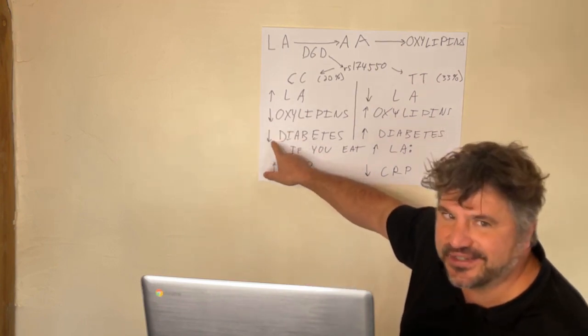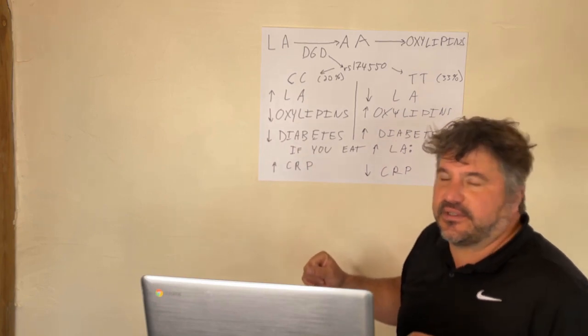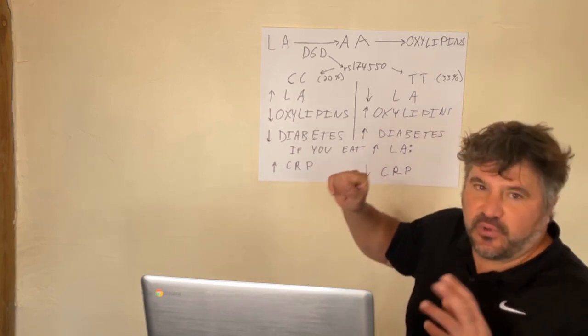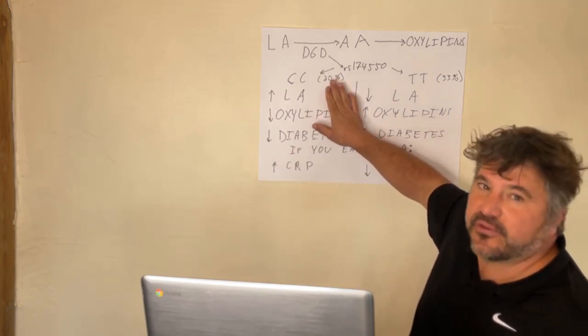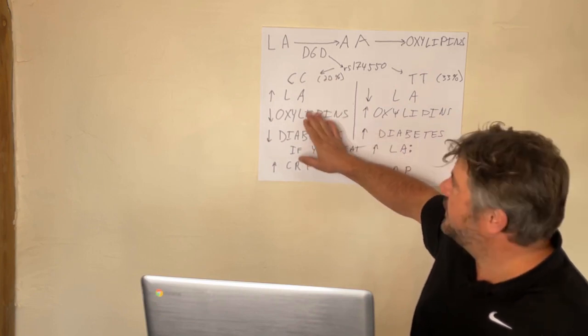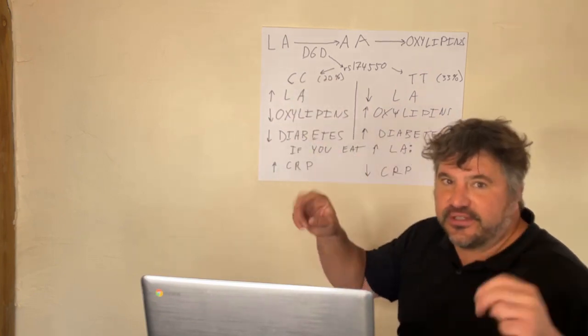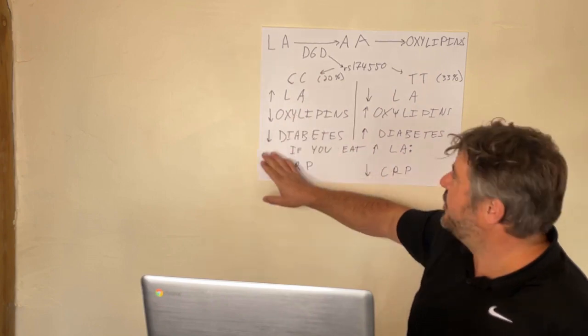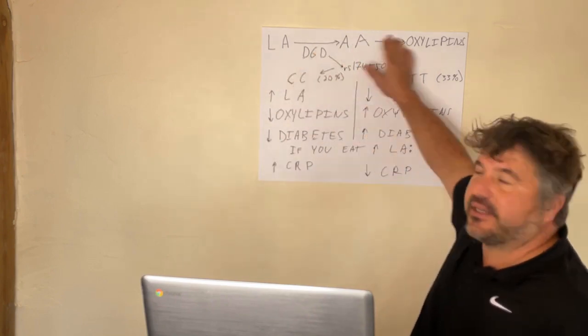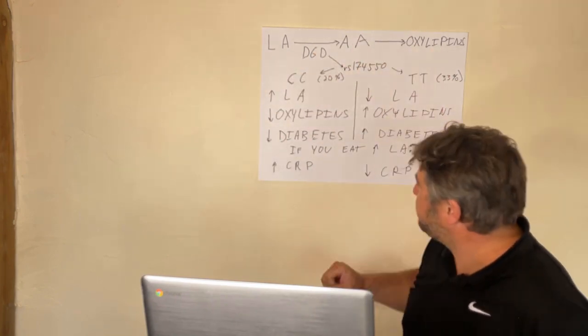But interestingly, this is not a small percentage. This is about 20% of the people. About one person out of 5 has these good genes and is going to be protected from diabetes because they're not making oxylipins, right?